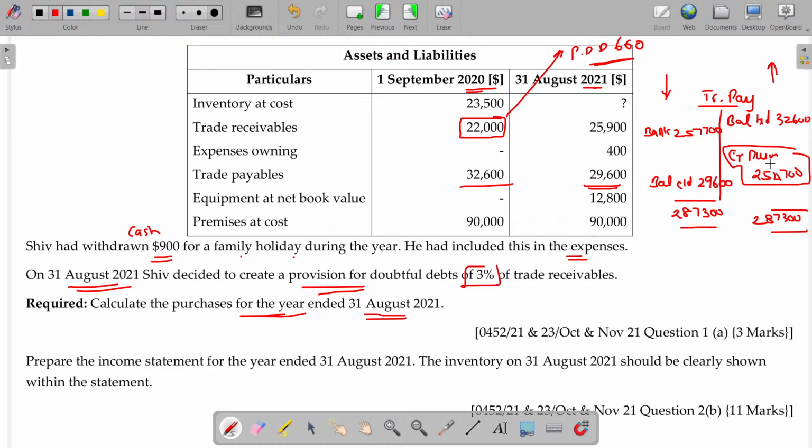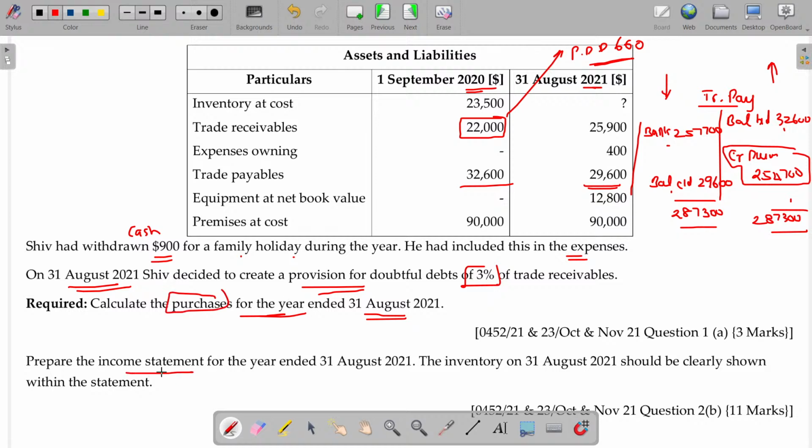You can either follow this method, trade payables account form, or you can prepare in a vertical form, also be accepted. In case of vertical form, how can you solve this illustration? Add these two, closing balance and bank, from there, opening balance subtract, you will get this one. That way also you can get. So we got the answer for the purchases.